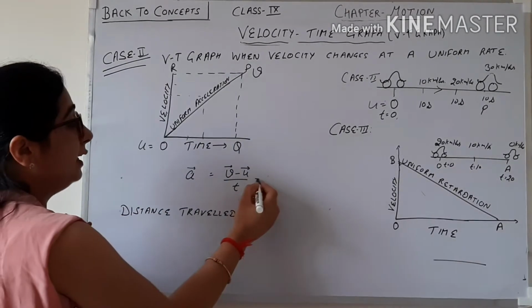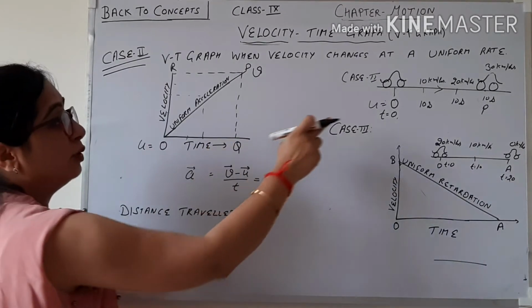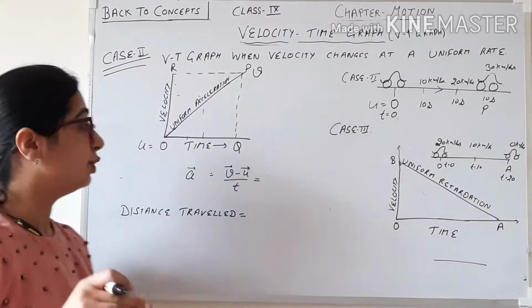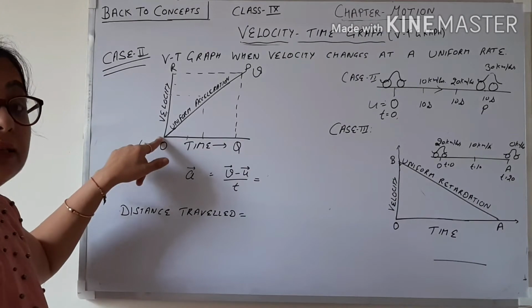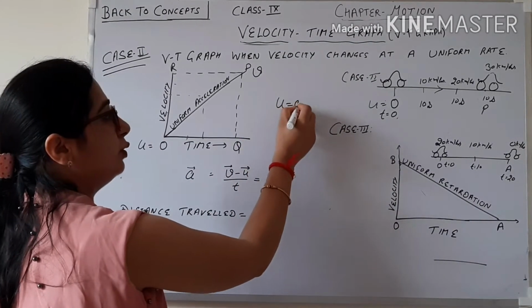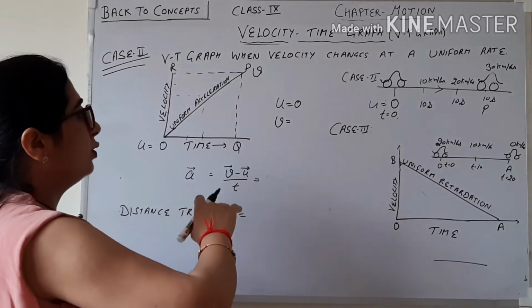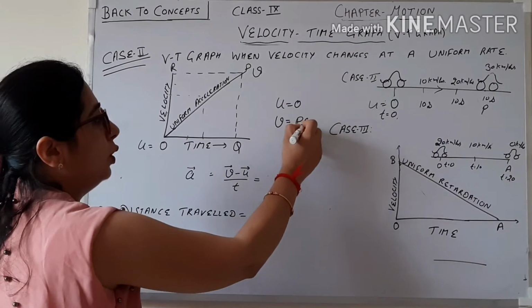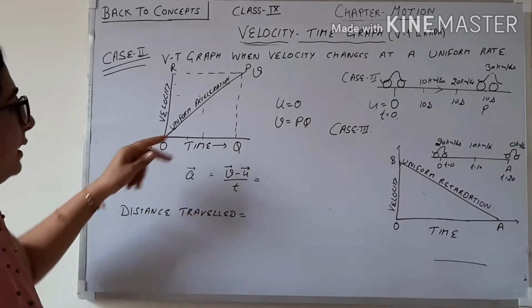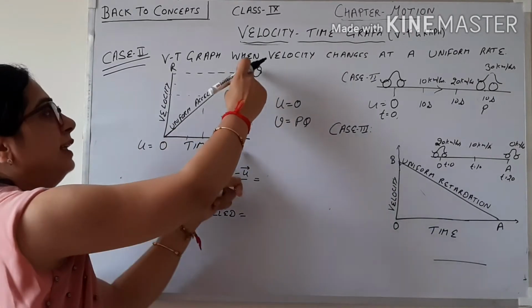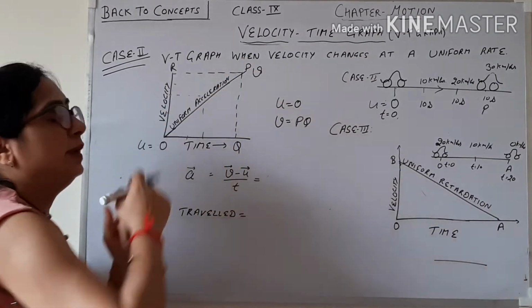Here the initial velocity is 0 because we are starting from 0, and when we start from 0, the line in the graph will always start from the origin. Okay, so here initial velocity is equal to 0. And what is the final velocity? Final velocity is represented by PQ. Okay, it means the velocity the body gained in time OQ, that is equal to PQ.